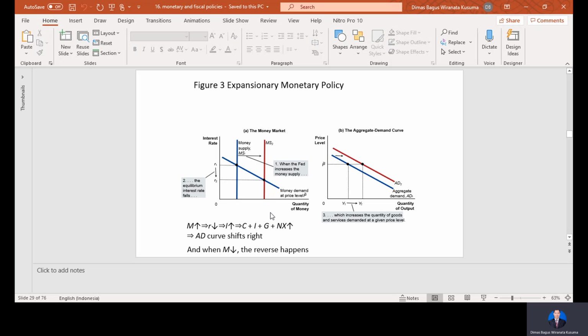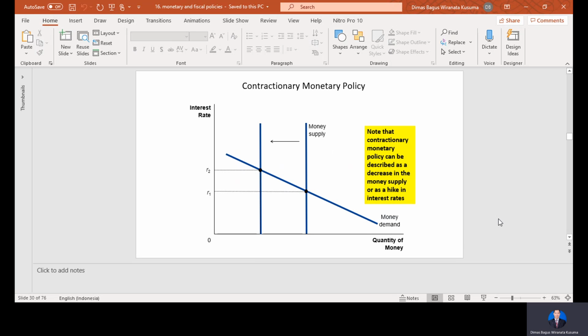So the conclusion is that when the money supply increases and shifts to the right, the interest rate falls and it will increase investment. When investment increases, of course consumption, investment spending and net exports increase, so the aggregate demand curve shifts to the right. And when the money supply goes down, the reverse happens.